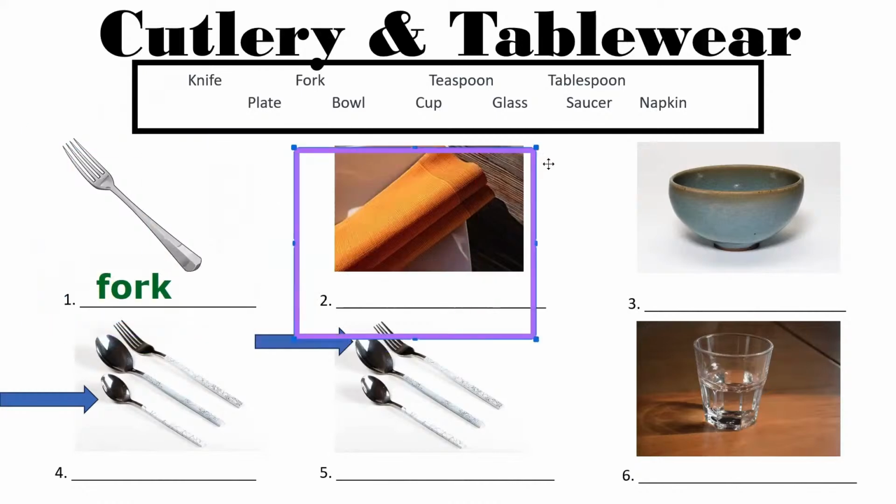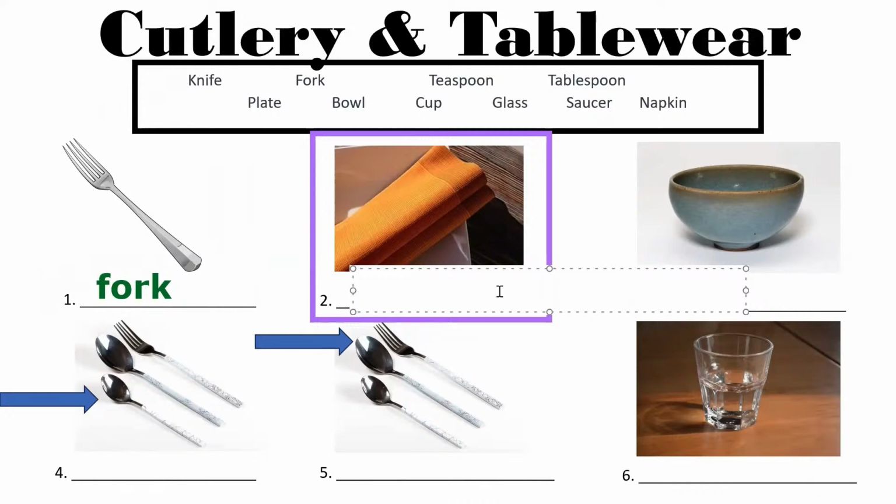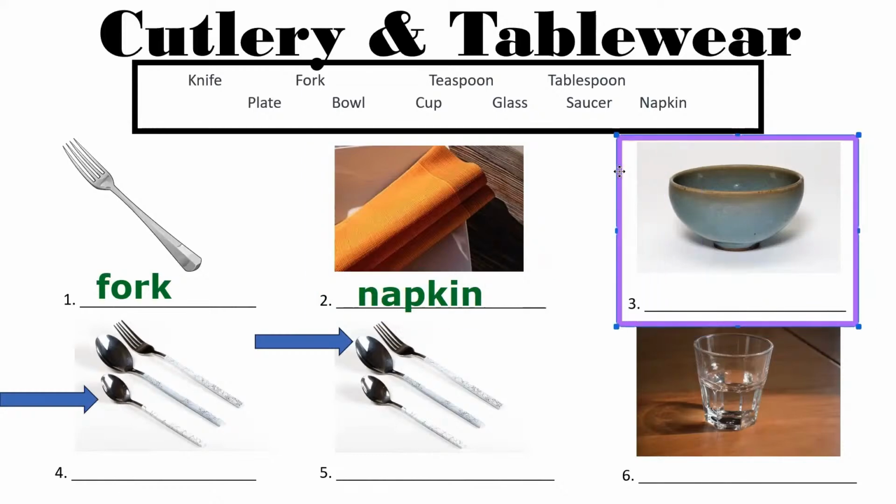Our next object, this is a, I'll give you a few seconds to figure it out. Okay, this is a napkin. Excellent. And our next object is a few seconds. Okay, I think you got it. This is a bowl. Perfect.